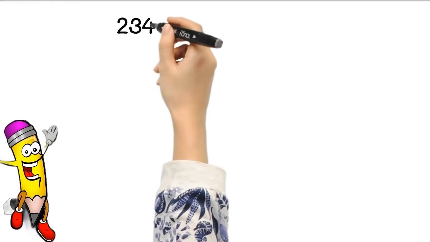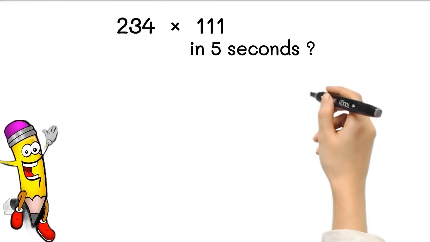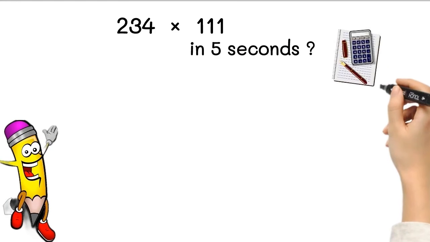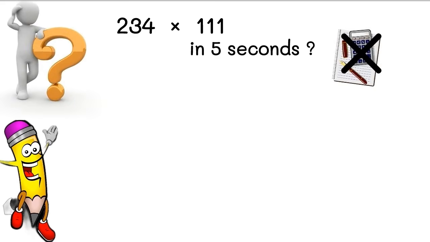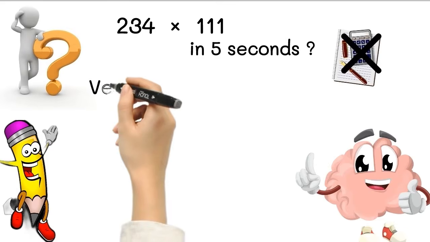Alright, time for a challenge. Can you solve 234 times 111 in just 5 seconds? Try it right now. No pen, no calculator. Too tough? What if I told you there's a Vedic math trick that makes this super easy?